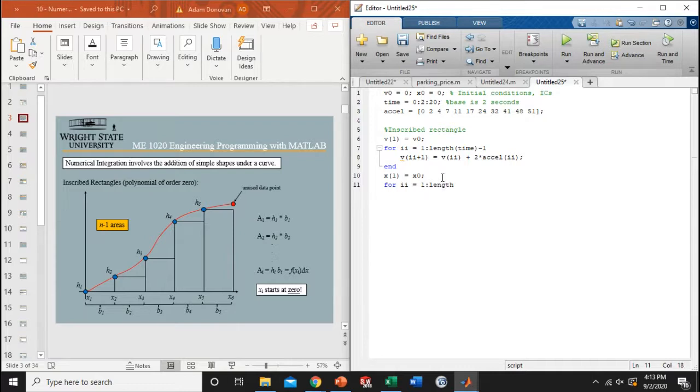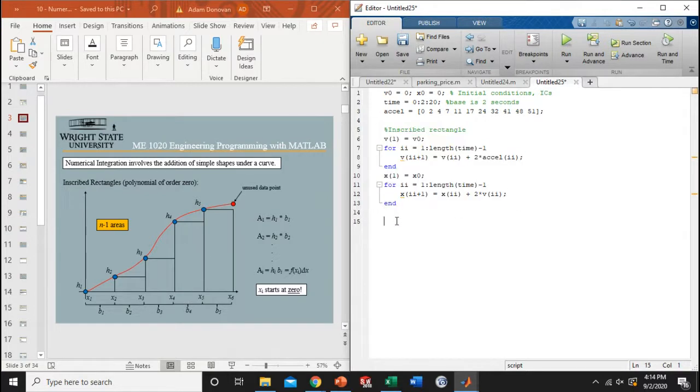It's going to go to the same thing, length of time minus 1. But this time I'm going to use x. But the equation is the same, plus 2. And now the only difference is going to be, instead of using acceleration, the position is the integral of velocity. So I just calculated velocity, and now I use that and integrate it to calculate my position. There. And so that's the equation for the inscribed rectangle case.